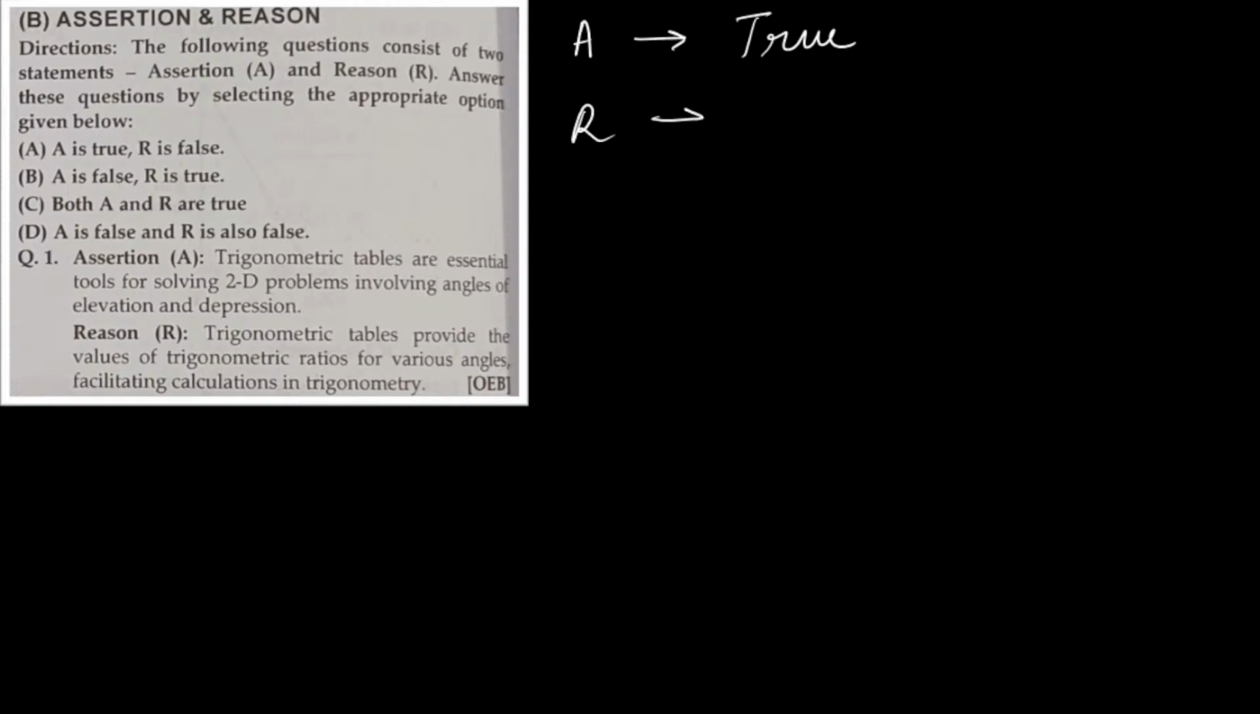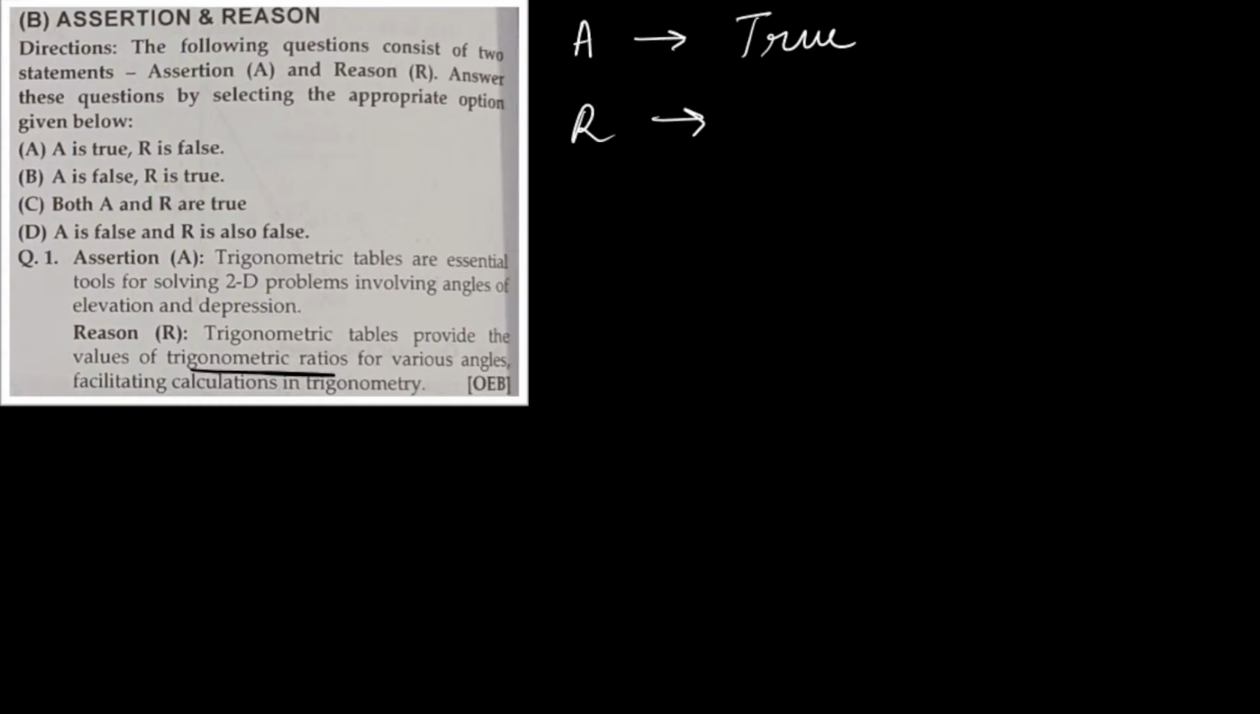What about R now? Trigonometric tables provide the values of trigonometric ratios for various angles, facilitating calculations in trigonometry. Do you think tables provide us values for trigonometric ratios? Is it true?